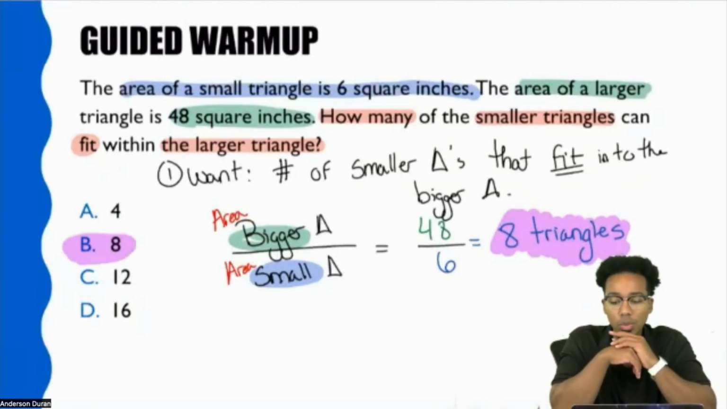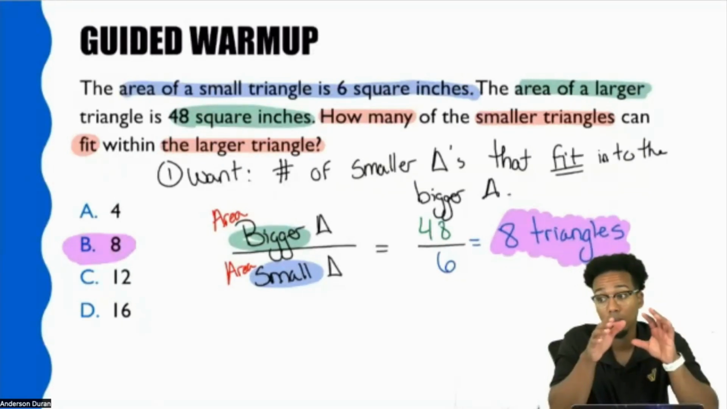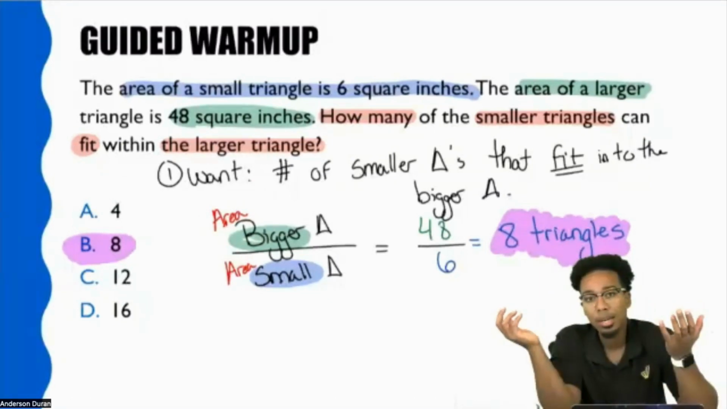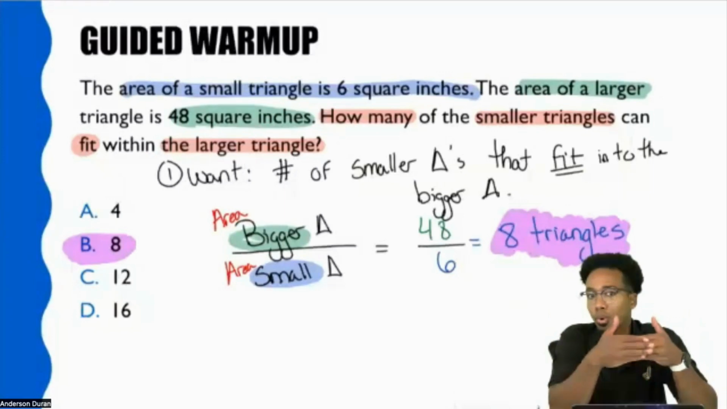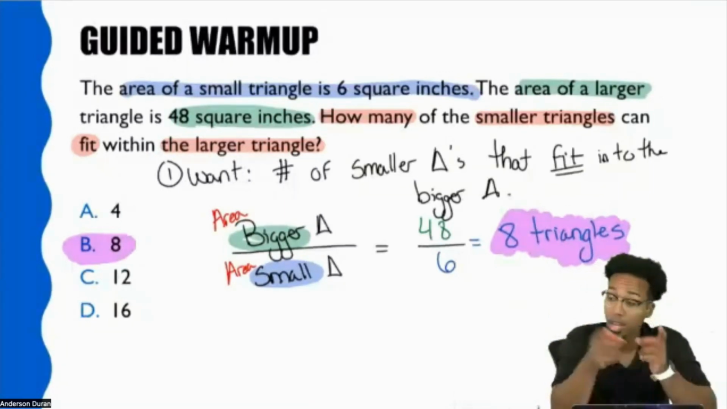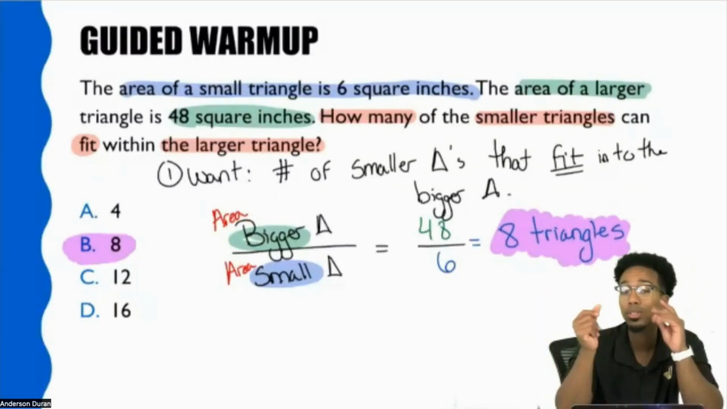But let's understand why that's wrong. The reason that it's wrong is because notice how the question never asks you to find the area, never asks you to find the base, never asks you to find the height. Now, is it possible that you would have needed to do that at some point in the problem? Maybe. But the question didn't ask you for any part of the triangle. It just said, hey, how many of these triangles can fit into that? That's what they're saying. And that is a key to division.